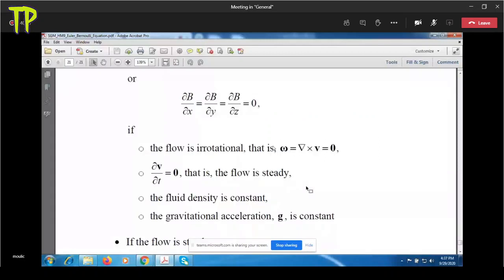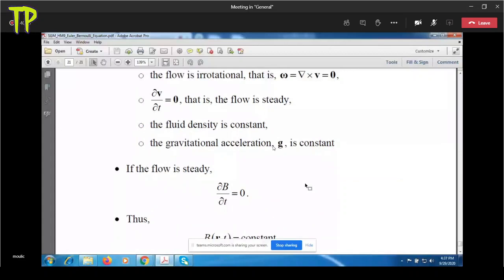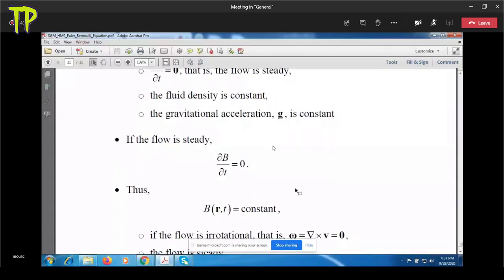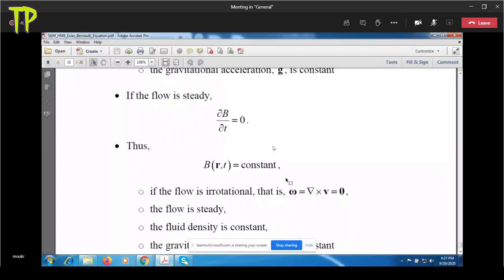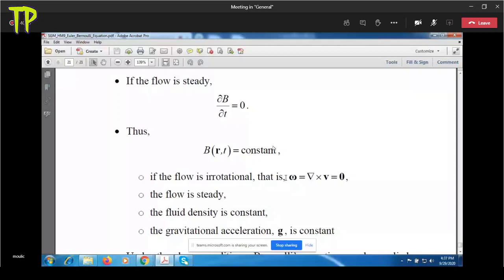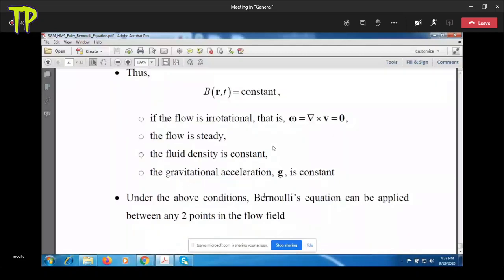Hence, this Bernoulli constant will vary from point to point, and you cannot apply Bernoulli's equation between any 2 points. It must be 2 points on the same streamline. Okay, now any other questions regarding this part?